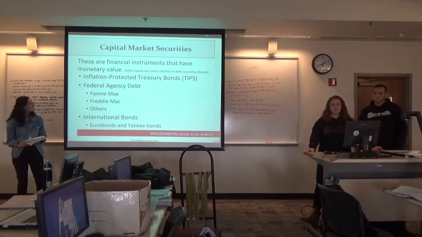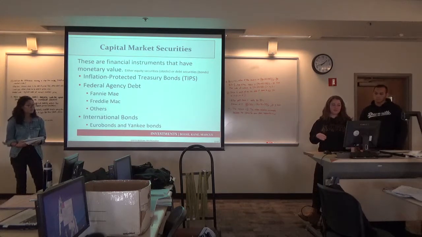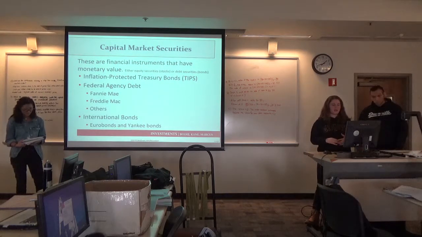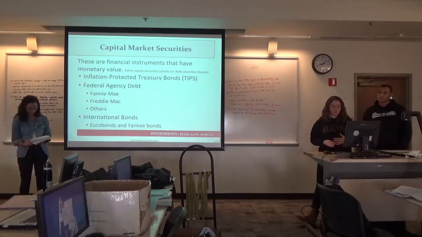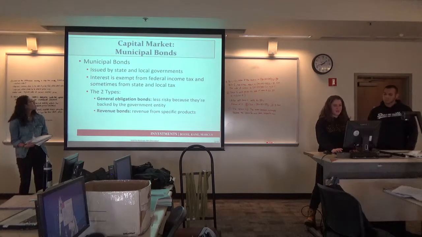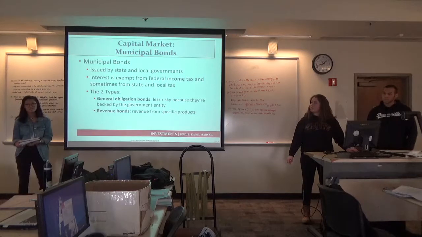And so securities within the capital market vary between stocks and bonds, and the inflation protected treasury bonds are what we refer to as the TIPS. Then there's also federal agency debt and international bonds, and there are various names for this. And then there's also municipal bonds that we'll be going into.